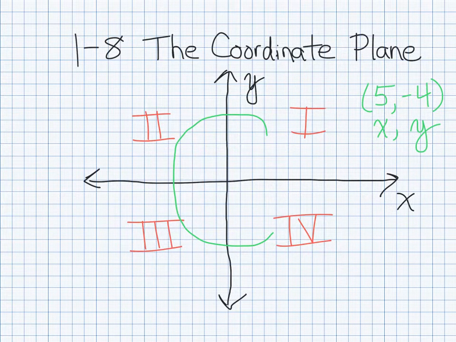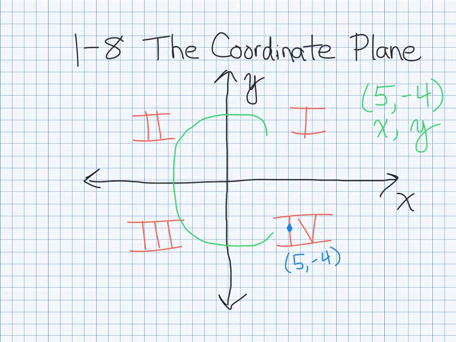So we would go 5 spaces to the right, 1, 2, 3, 4, 5, and then 4 down. And unfortunately, it's right there, right on my Roman numeral 4. But that's where the point 5 comma negative 4 would be. And we would label our point 5 comma negative 4 next to the dot.